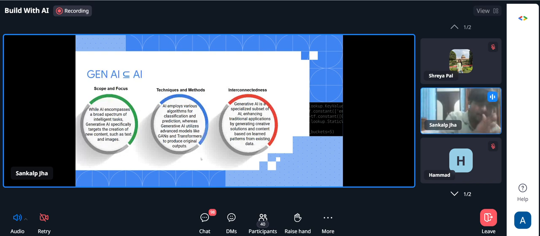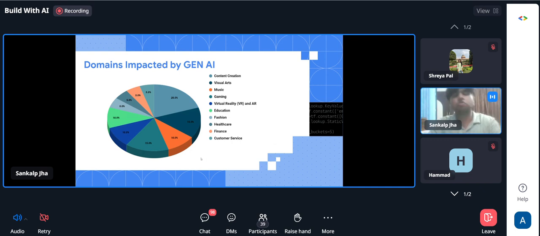Again, generative AI is a subset of AI. AI is the huge pool, and in that comes generative AI. We can't say that generative AI is another pool and AI and Gen AI are just linked together. No, AI is a pool and Gen AI exists within it. This is one important thing to talk about. You can see the interrelation in the scope and focus, the techniques and methods, and the interconnectedness. Hamad sir will go through the detailed version, and in the future we will be talking about all three topics.